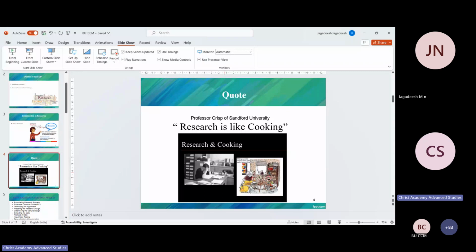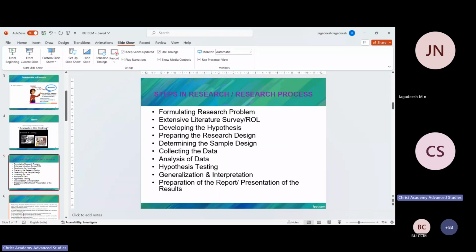Keeping this as the background, we'll start with the first part of our presentation, that is steps in research process. It can be called the research process or steps in research. Here, whatever steps you are seeing, there are 10 steps. Most of the steps here are very similar. You can find them in a thesis, in a project report, or in a research paper.